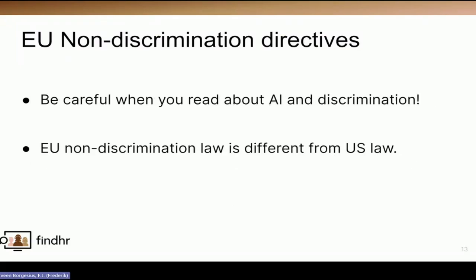So I warn you, there are many blog posts and newspaper articles and reports from the United States about discrimination and AI. But please keep in mind that the rules in Europe are different. So be careful when you draw conclusions from US newspapers and reports, etc. Some things that are allowed in the US are not allowed in Europe, for instance.